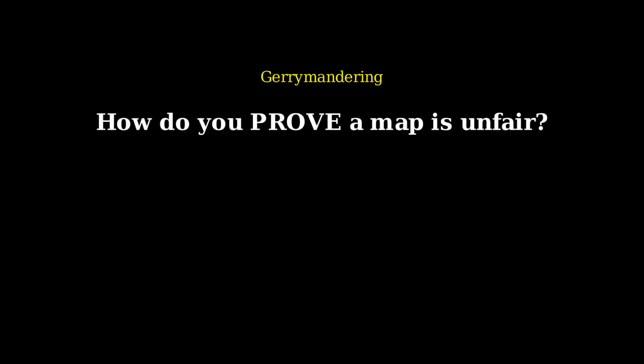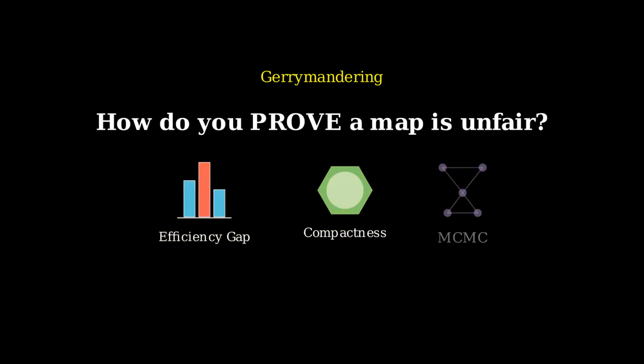This is gerrymandering, and for most of American history, courts have struggled with a maddening question. Everyone can feel when a map is unfair, but how do you prove it with mathematical rigor? Turns out, mathematicians have developed remarkable tools to do exactly that, and some of these tools have already changed the outcomes of real court cases. Let's start with the intuition.